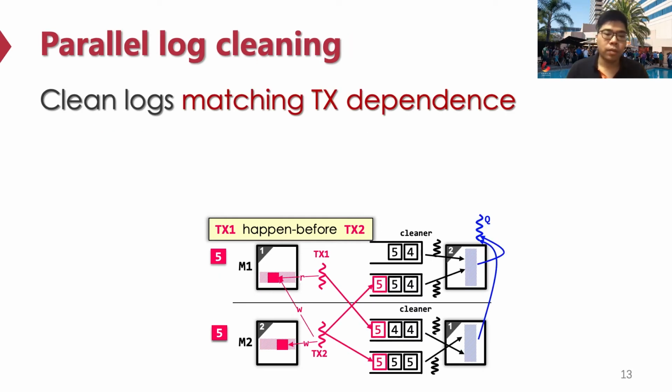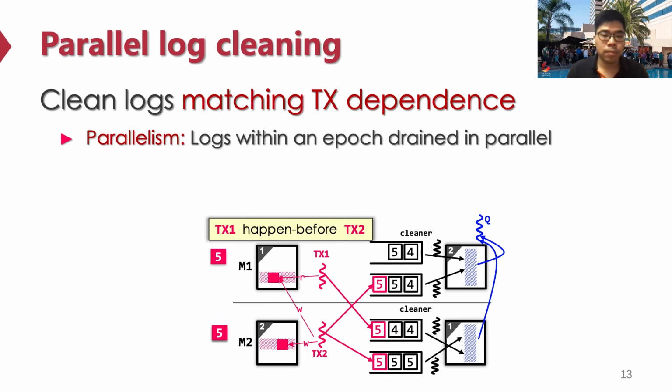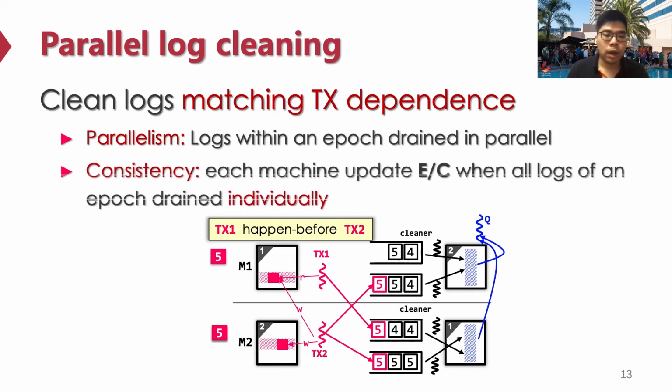By epoch number, Vegito can clean logs matching transaction dependence. All logs with the same epoch number can be drained in parallel. When the cleaner on a machine has drained all logs of an epoch, it will update EC, meaning epoch for cleaner, individually. A distributed query will use the minimal EC as the stable version for the query.